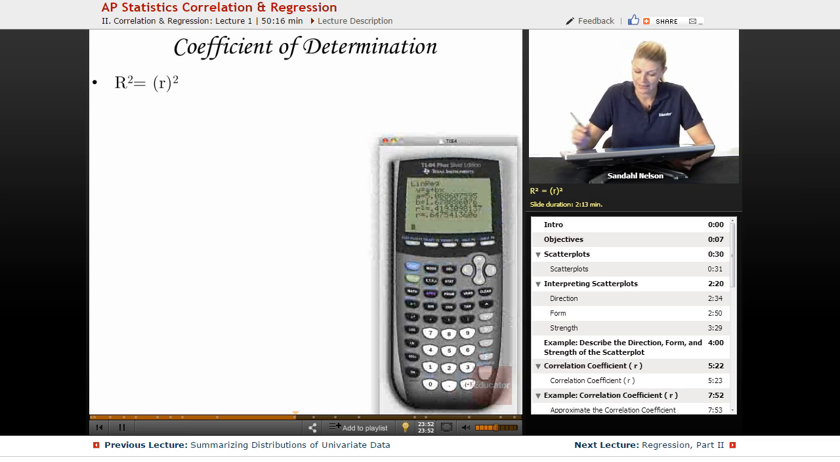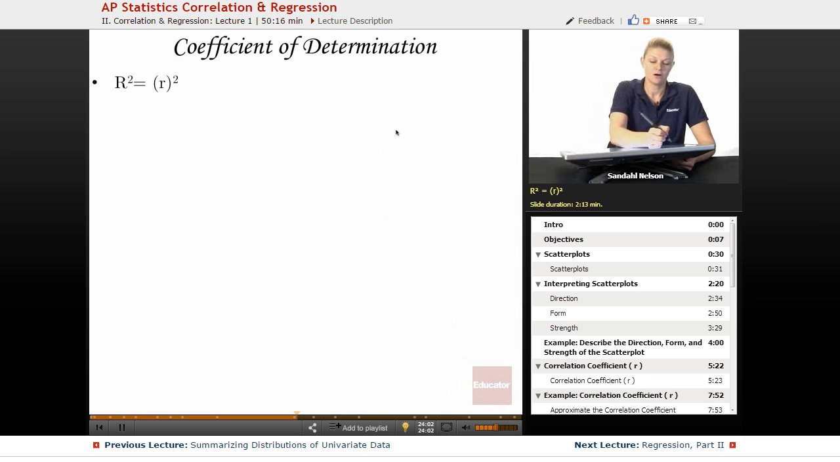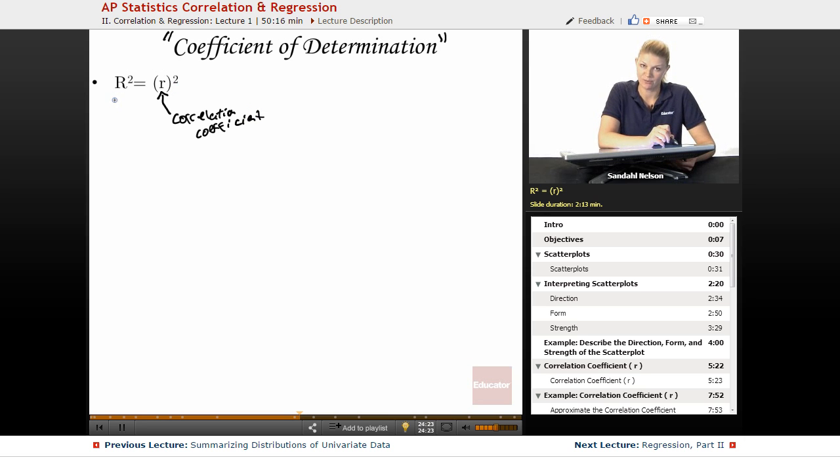So notice that when I did my linear regression, I got a, b, r, and then I also got this R² value. So let's talk about what it is. The R² is the coefficient of determination. And notice that it is literally the square of your correlation coefficient. So if we take our correlation coefficient and we square it, that gets our coefficient of determination. But it's generally always written with a capital R.